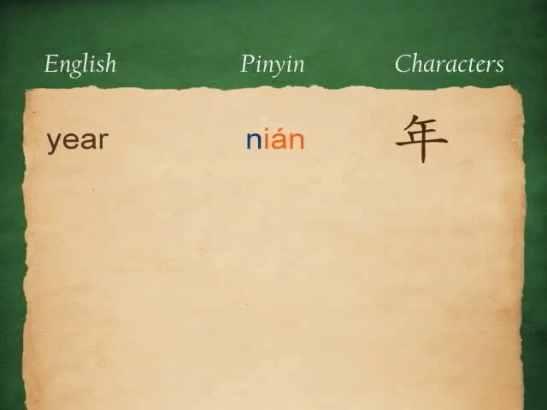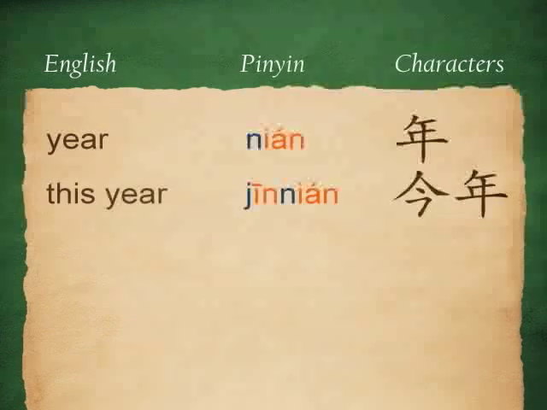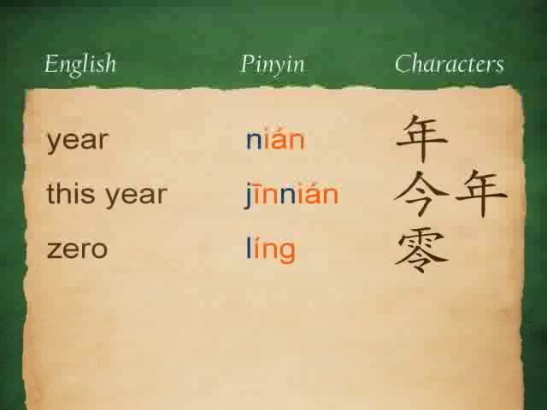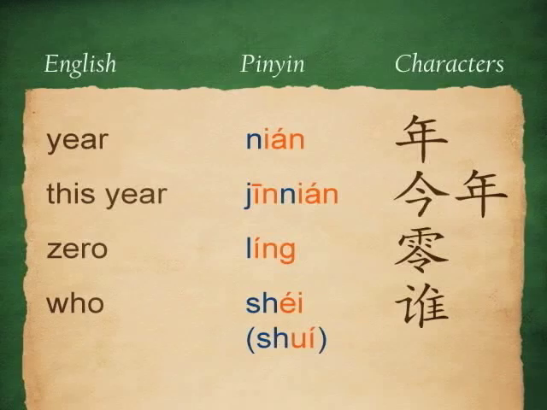年, meaning year. Say 年 with me. 年. 今年, meaning this year. Repeat after me. 今年. 零, meaning zero. Say 零 with me. 零. And 谁, meaning who. Say 谁 with me. 谁. There are two ways to say who in Chinese. We have learned and used 谁. Another pronunciation is 谁, which you might hear from time to time.